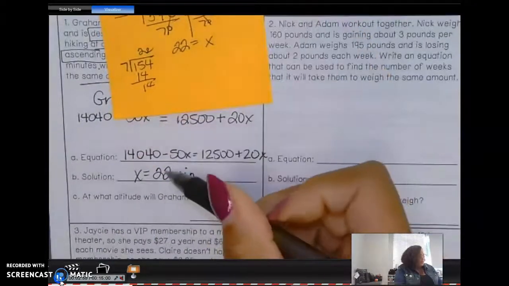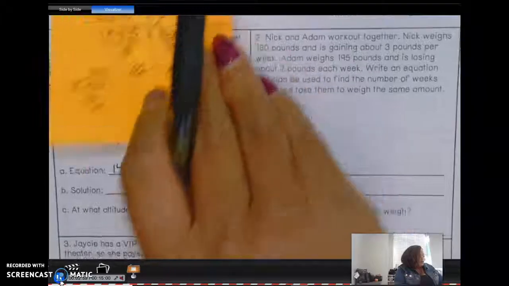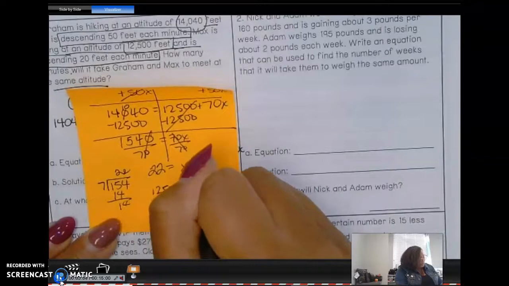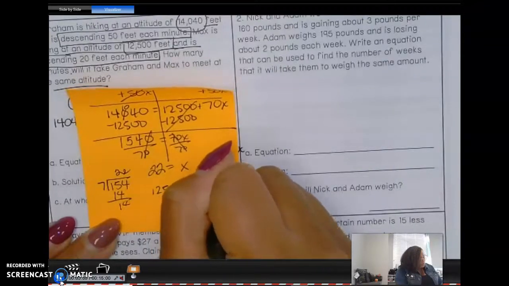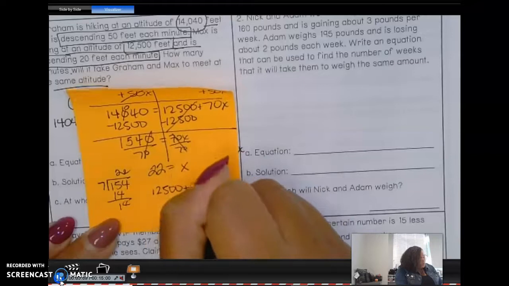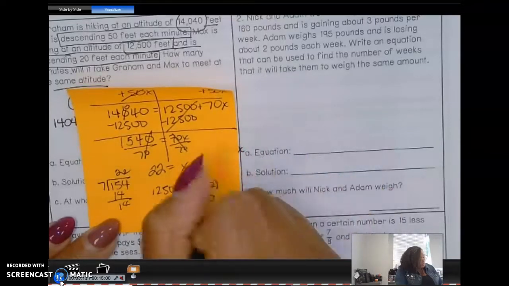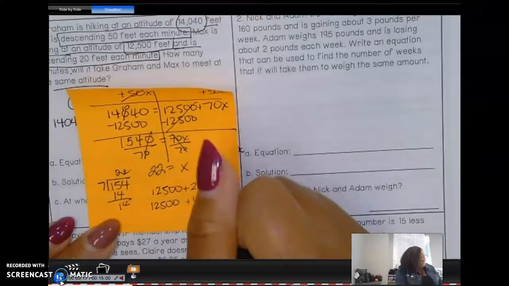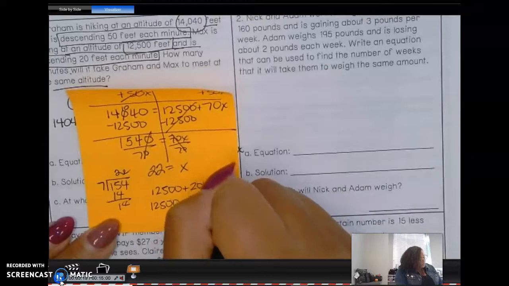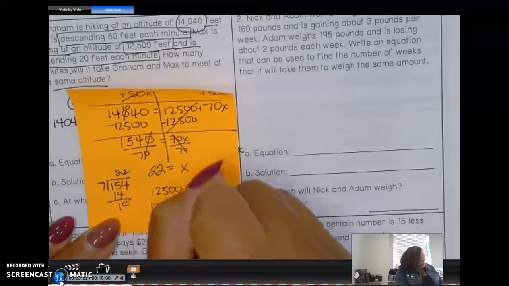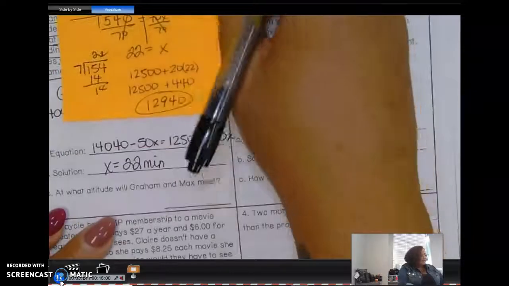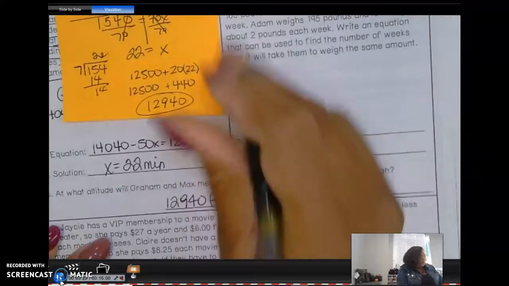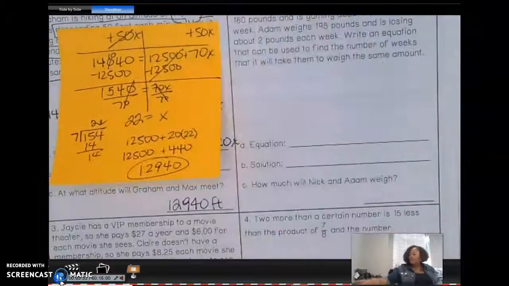And for the altitude, I'm going to take my 22 and I'm going to plug it in here. So 22 times 50... plus 20 times 22. This is 440. So this is 12,940. They should be at an altitude of 12,940 feet. Let me double check that with my calculator.